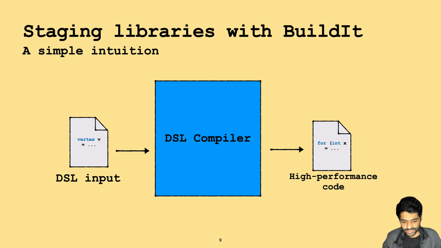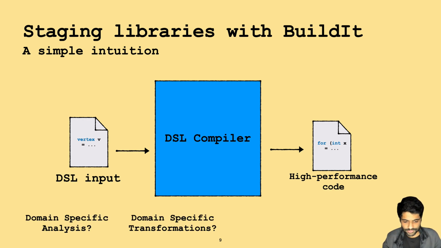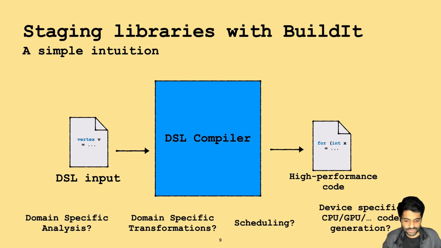But you might say, generating code is only part of a compiler. What about domain-specific analyses and transformations, scheduling or tailoring the code generated for certain inputs, and what about generating device-specific parallelized code that runs on CPUs, GPUs, etc.? These are all valid concerns, and I assure you that our framework takes care of all of these. Instead of walking you through these one by one, I would like to show you a demo of how these would be implemented for a simple DSL.